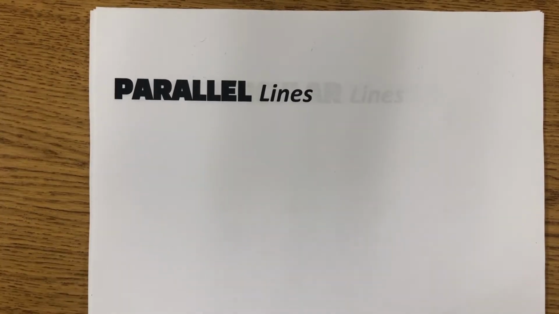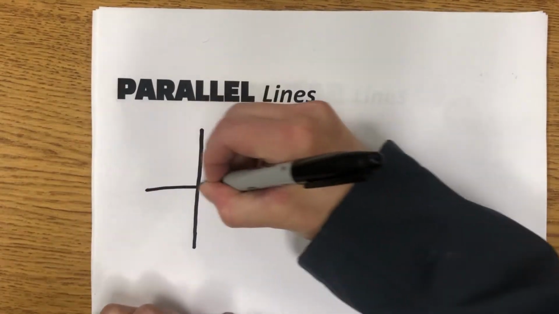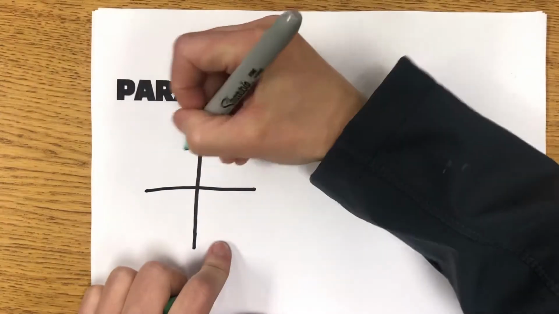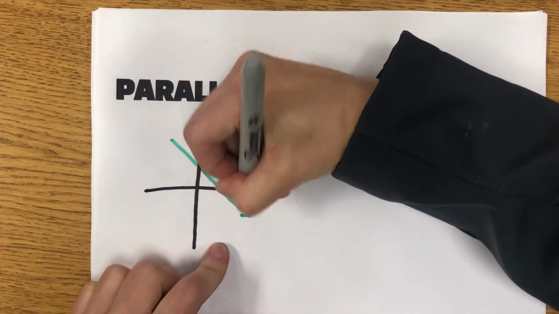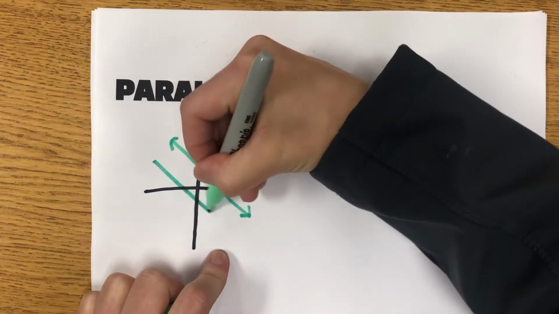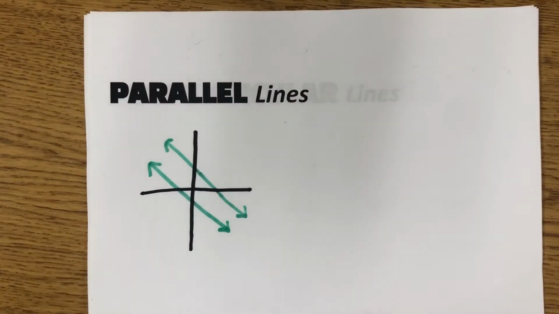Parallel lines. So I'm going to draw out a graph here. Beautiful graph. And I'm going to draw one line on there. Let's just give it a negative slope. But instead of just one, I'm going to draw a second one. Now, if we look at this, it kind of looks like they're parallel and that they'll never intersect. But what is a way that we can prove that these two lines are parallel?